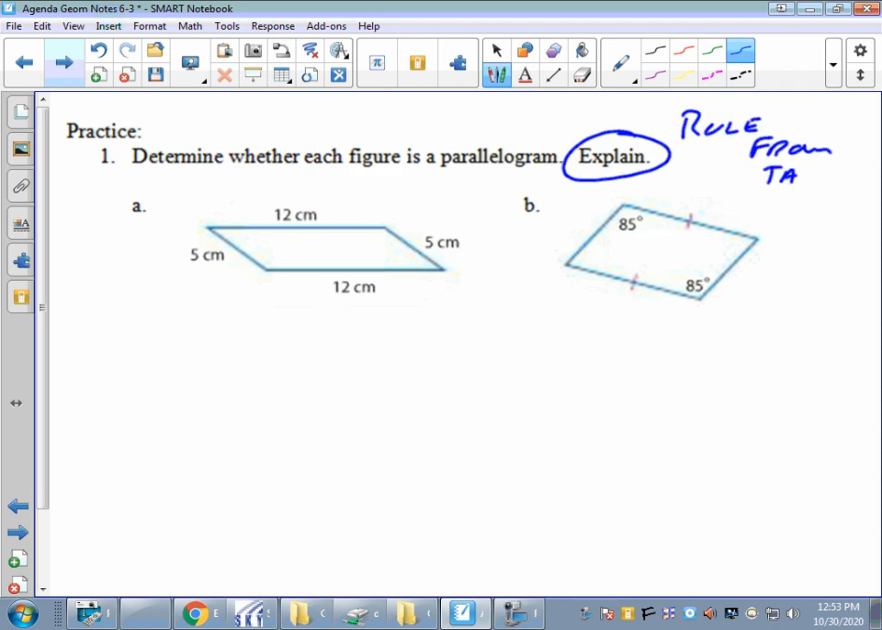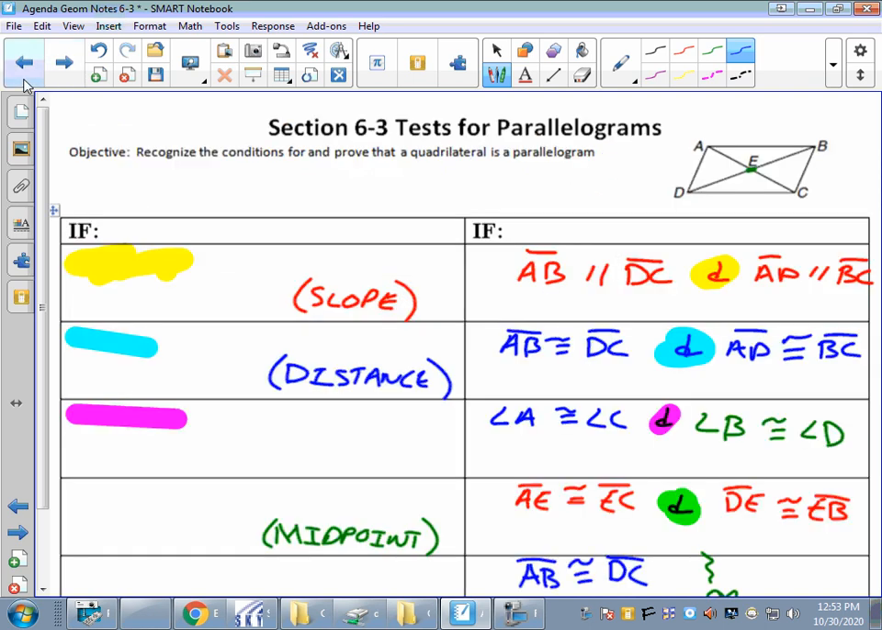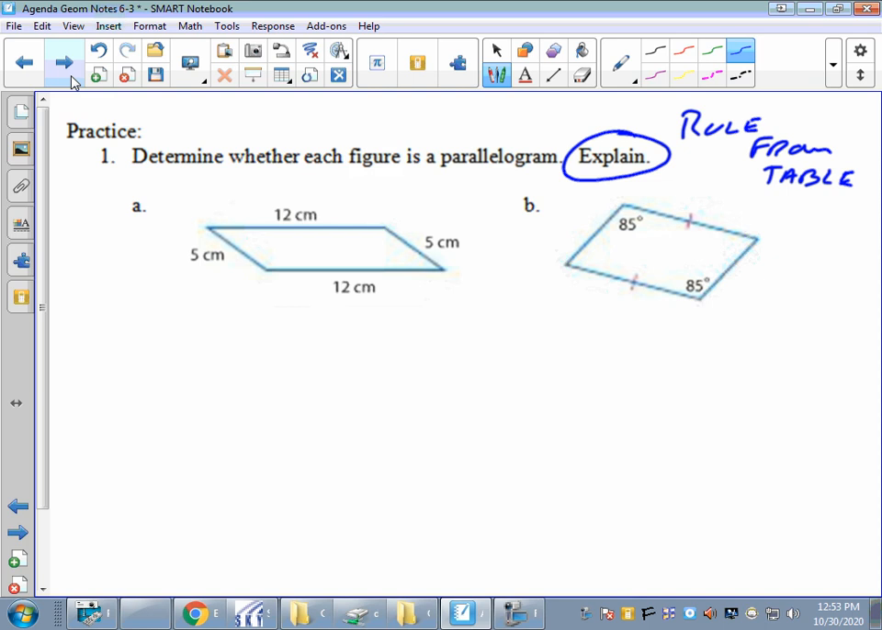From the table that we just did. Okay? This table right here. So all this stuff. You give me a rule to explain why or why not it would be a parallelogram. So if we look at this first one here, we can see that letter A, that 12 is equal to 12. We can also see that 5 is equal to 5 over here.